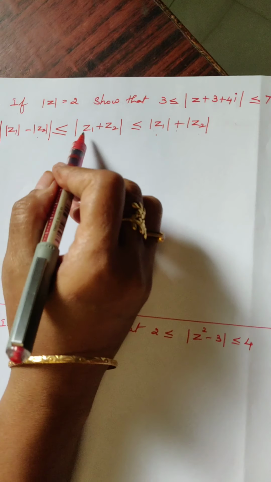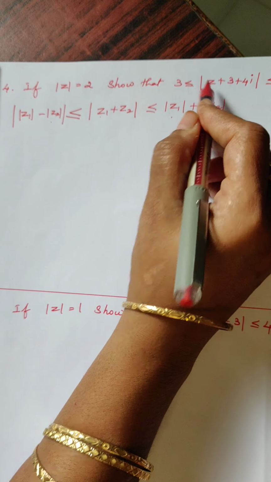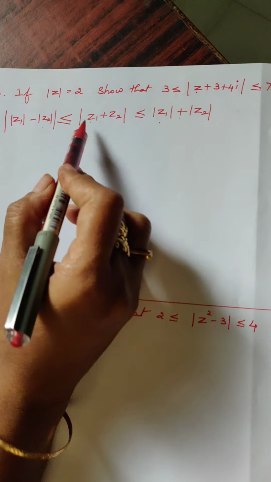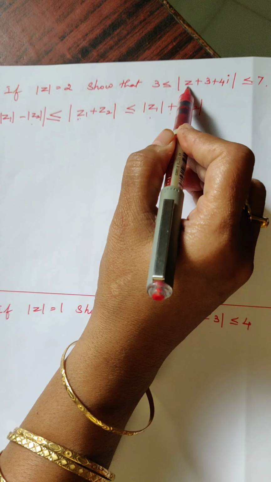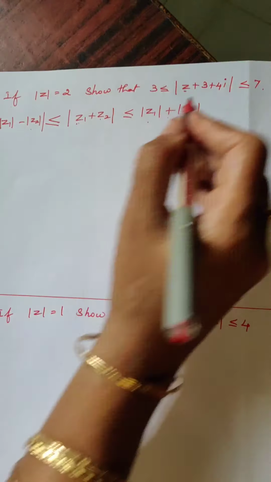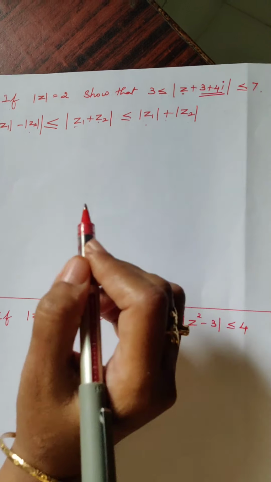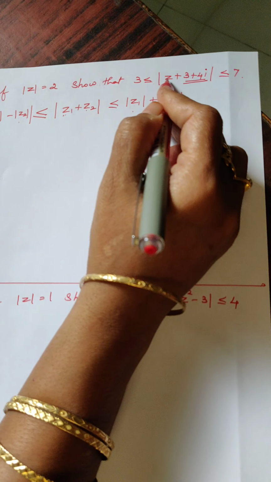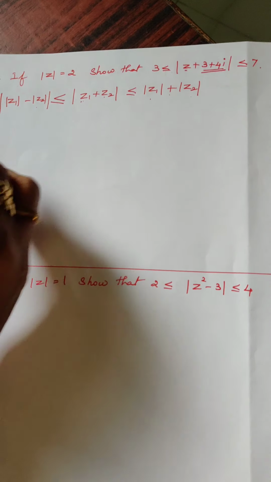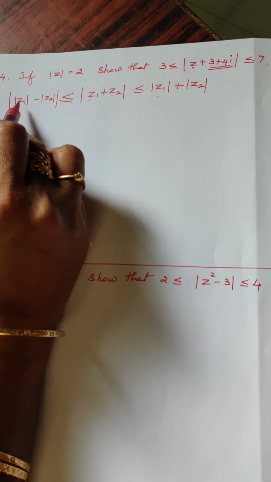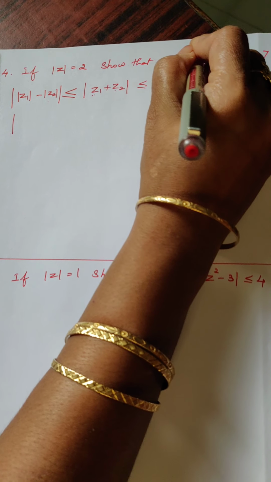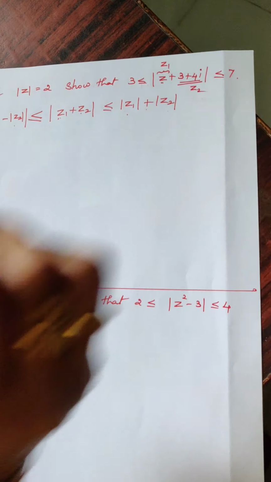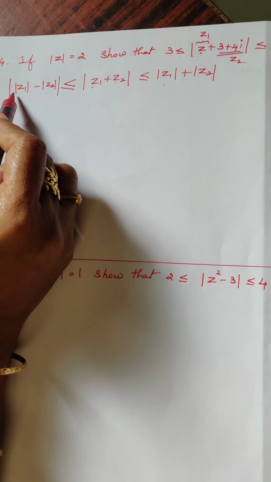Is it clear? So I am going to take this first part as z, then the second part z2 as 3 plus 4i. That's all, I am just applying the result. See here, instead of z1 we are having z, and z2 is a complex number, so instead of z2 we are having 3 plus 4i. So I am going to take 3 plus 4i as z2 and z as z1. I am just substituting all the results. Is it clear now? So, substituting this z1 as z here.